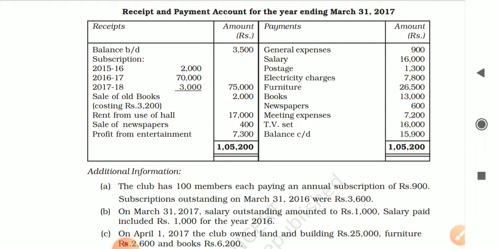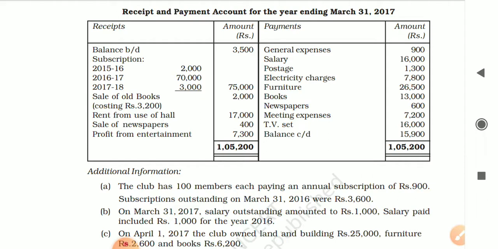Go to the adjustment. The club has 100 members each paying a subscription of rupees 900. So 900 into 100 comes to 90,000. Out of 90,000 we have received only 70,000 subscription. So 20,000 is current year's outstanding. You have to do same as question number 12. 70,000 plus 20,000, 90,000 in the outer column, income side of income and expenditure account. The 20,000 difference, 90,000 minus 70,000, will appear in the closing balance sheet, current year's balance sheet, asset side.